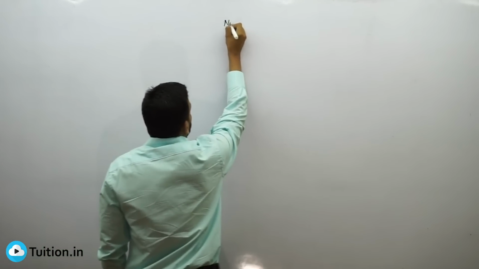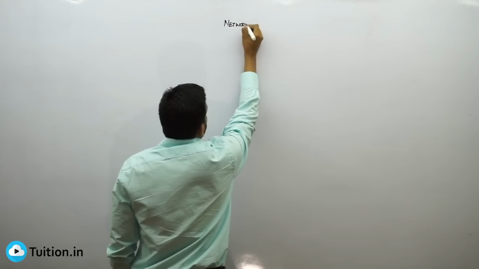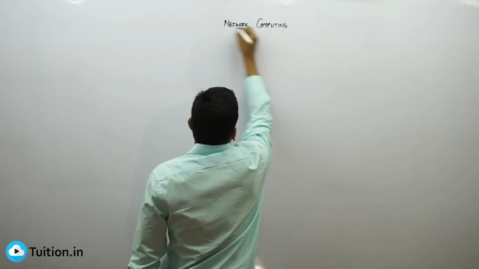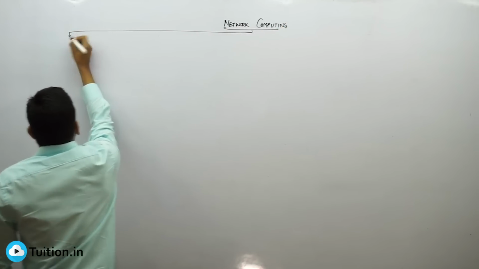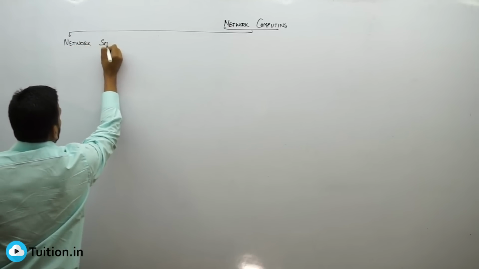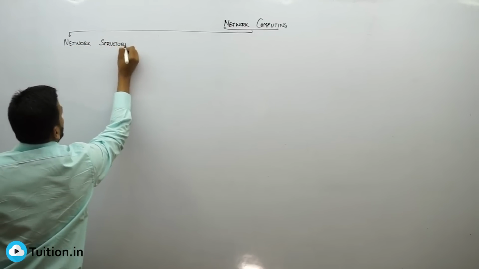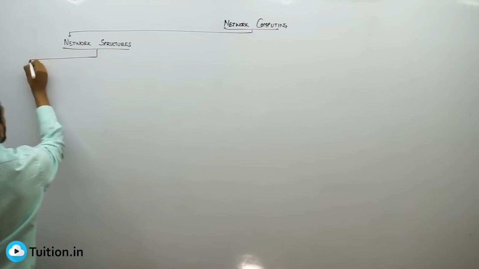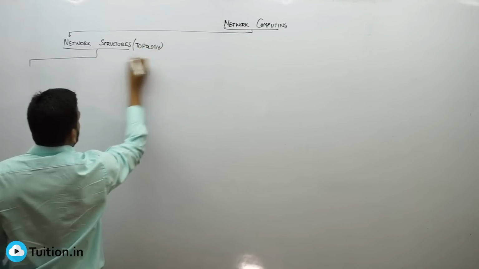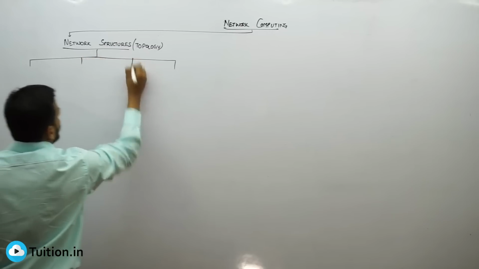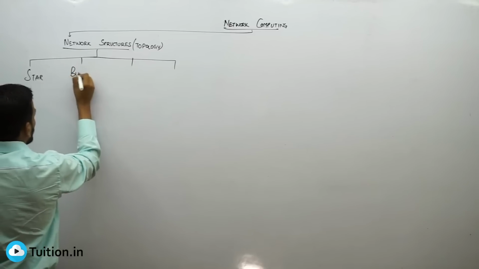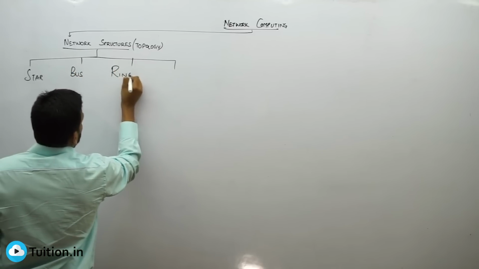So under the heading network computing, I am first discussing the concept of network structures. Network structures are something to do with topologies. Your favorite word, topology, is something that could be easy for you to catch up. What are the 4 network structure topologies? You have star topology, bus topology, ring topology, and mesh, right?